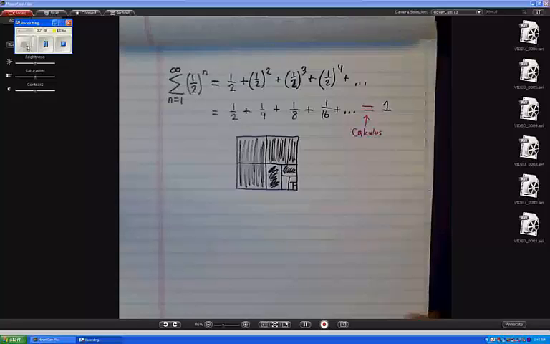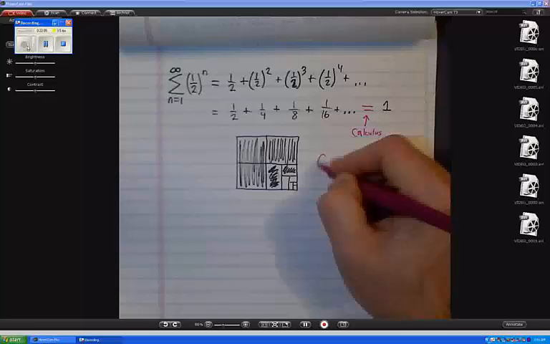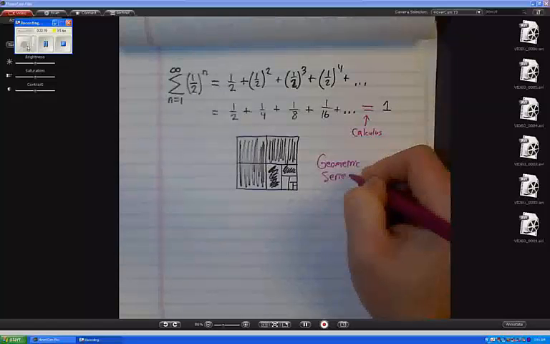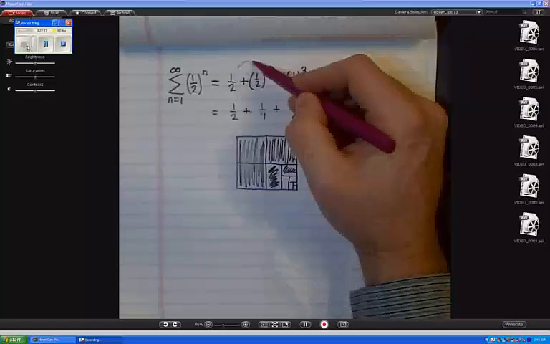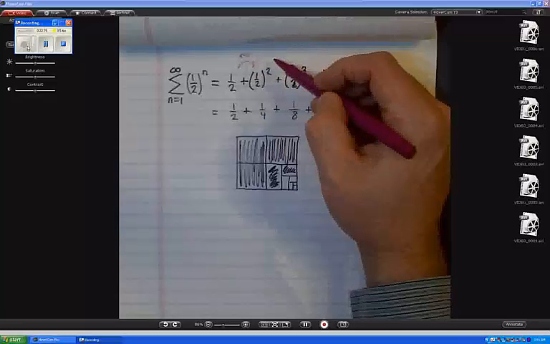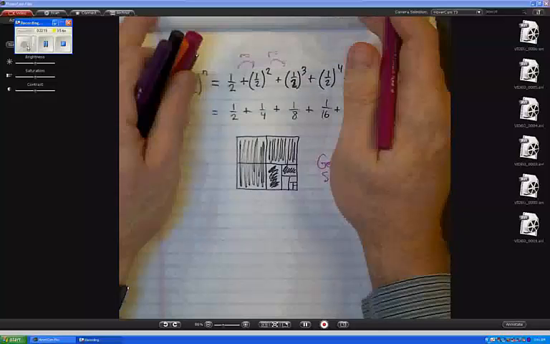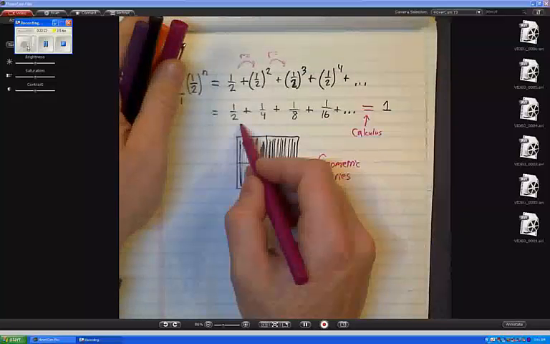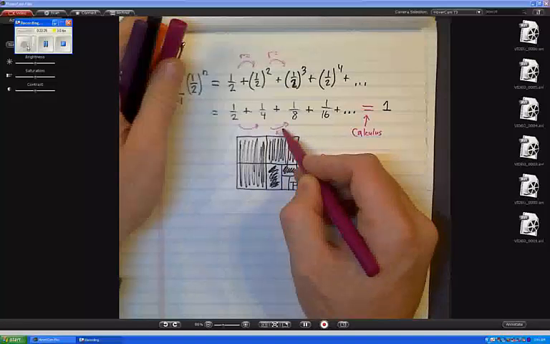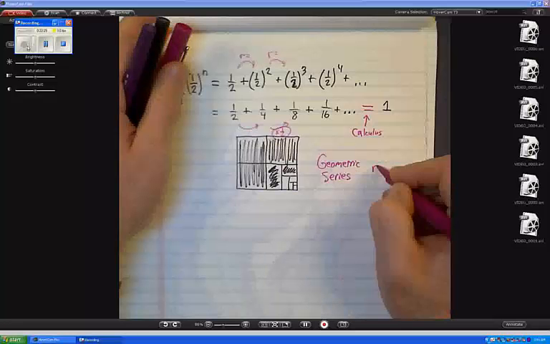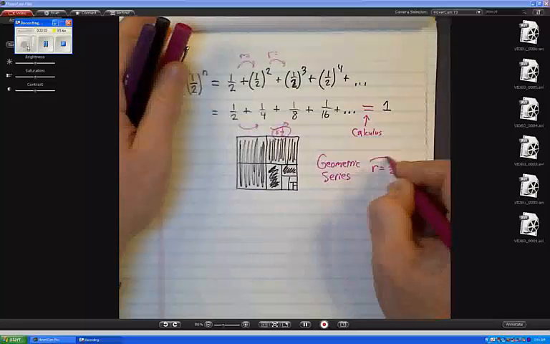Which one do you guys think this is? Why geometric? You're right. This is a geometric series. Why? What's the common ratio that you always multiply by to get the next term? To get from one of these to the next one, we keep multiplying by a half. So this is a geometric series where r equals 1/2.